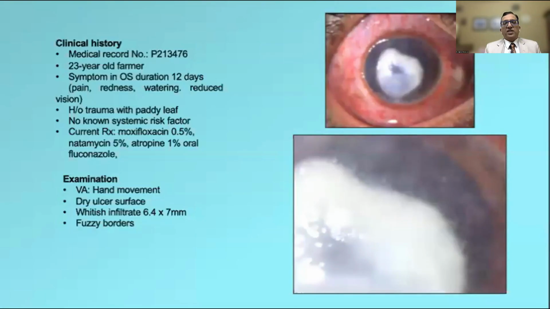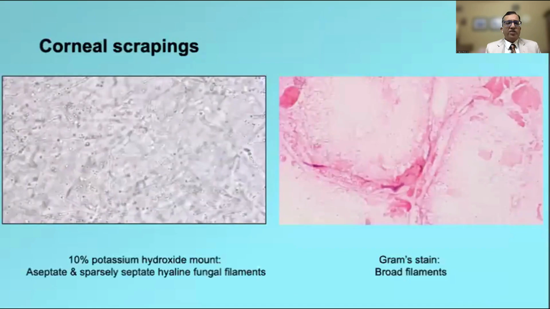We had a large central ulcer, the surface of which was dry. The margins were fuzzy. There were some small pinpoint satellite lesions away from the main body. The infiltrate was whitish gray, and there was some amount of clearing at the center. So we did a corneal scraping, and both the potassium hydroxide mount and the Gram stain showed us aseptate and sparsely septate hyaline fungal filaments.